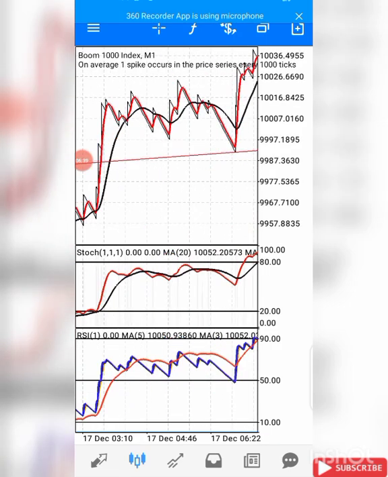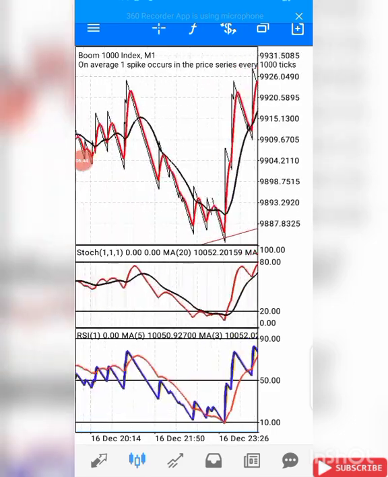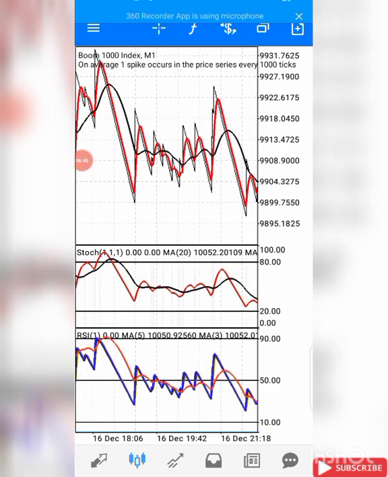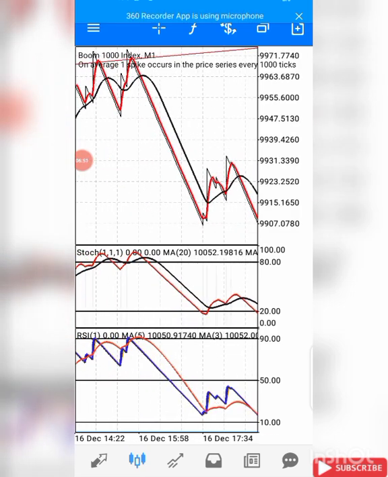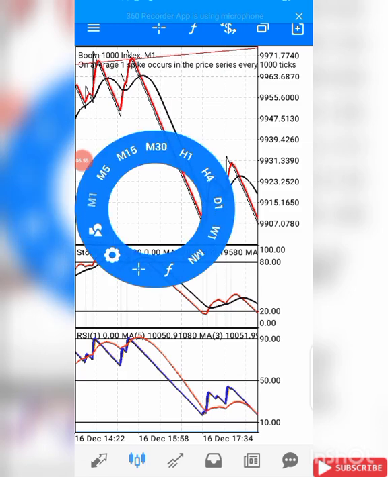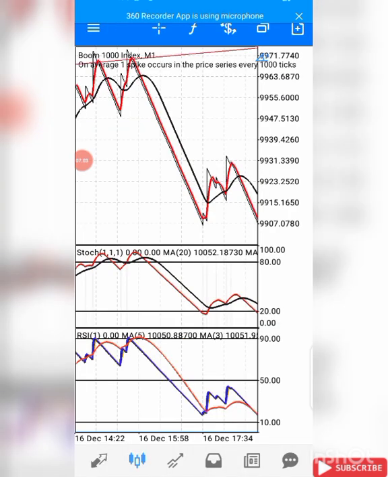So this is how these strategies work. I say that this strategy works for catching spikes, and it also works for trading the trend. But if you want to use it to trade the trend, follow this simple instruction. The first thing you need is this crossover here. The black must cross the red here downward.